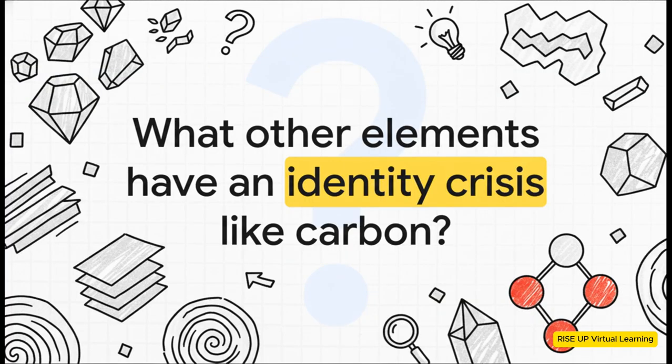And I'll just leave you with this one last question to think about. We talked about carbon's identity crisis, how it can be both diamond and graphite. So what other elements out there do you think have their own secret identities, their own allotropes? It's a cool thing to think about.